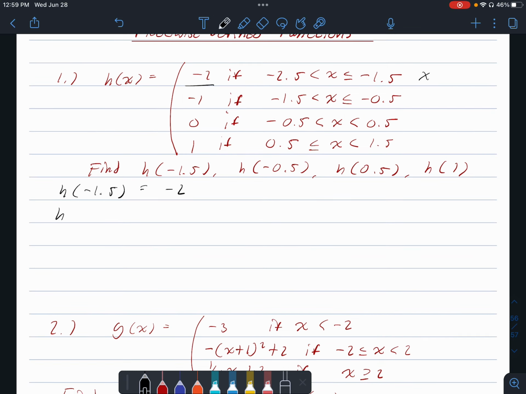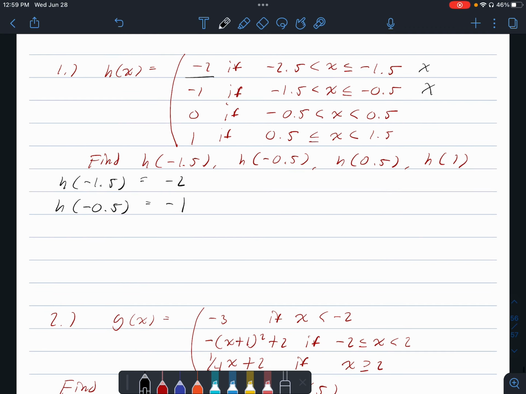Okay, next we have h of -0.5. This is very similar. Let's check here. We know it's not in the first one, so look at -1.5 to -0.5 included. It must be that one because it lies in this interval here. Therefore it must be -1, because this is your output for that interval.